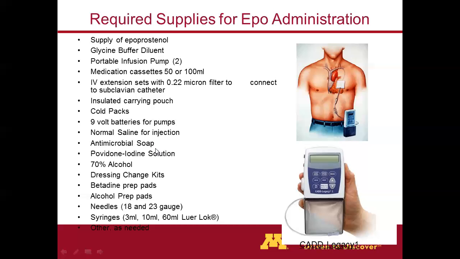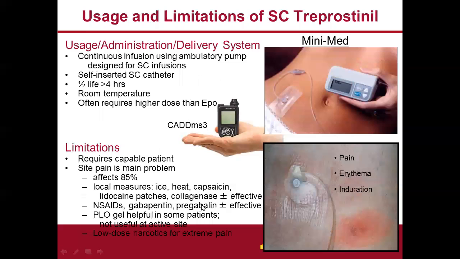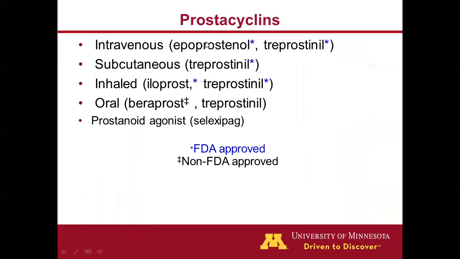Just for time's sake, I'm going to skip this. Now the other way of delivering this is subcutaneous. We have 2 parenteral prostacyclins, right? Epoprostenol or treprostinil. What is the difference between these two? Epoprostenol is the most potent molecule because that's the one which has been shown to have a survival advantage.